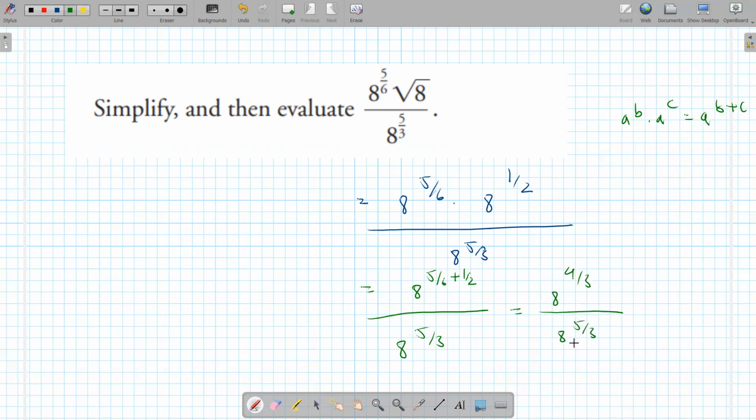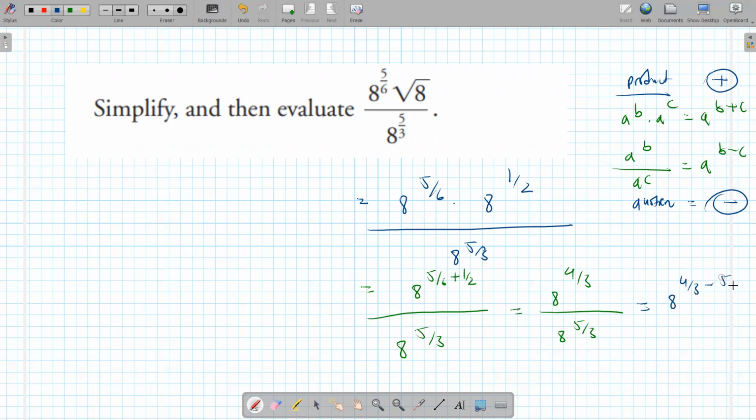Now you have something over something, a fraction. Then you're going to use the quotient rule. You're going to subtract. Product rule is the first one, you add. The bottom one is called the quotient rule, you subtract. So here, you just do 4 over 3 minus 5 over 3. That is 8 to the power of negative 1 over 3, right?